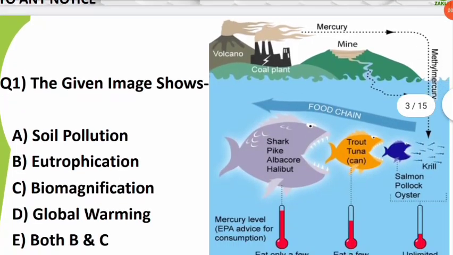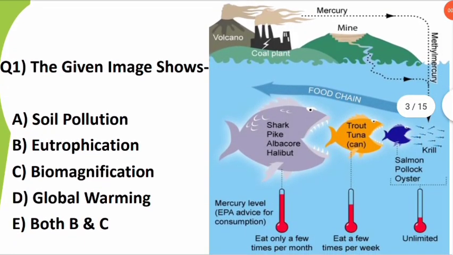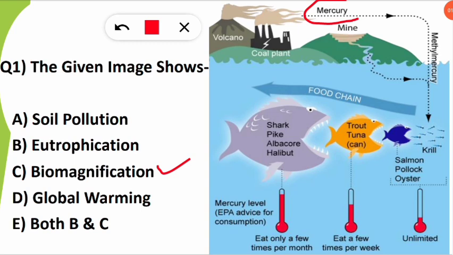So the first question was, the given image shows what thing? And the correct option will be option number C. Yes, it shows the biomagnification process in which here you can see mercury is coming from the coal plants and other forms and it is dissolved in the water.